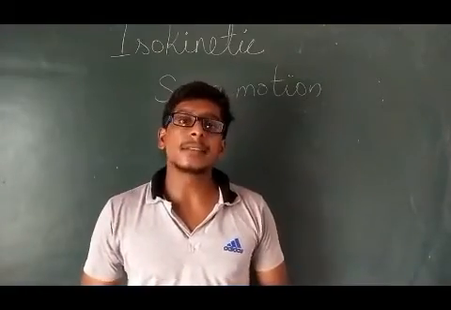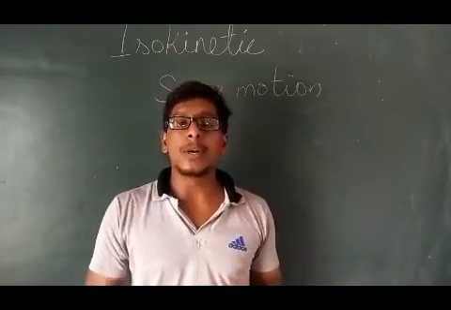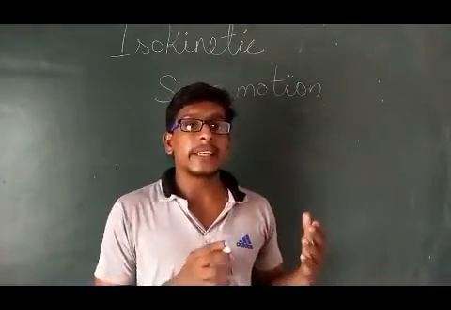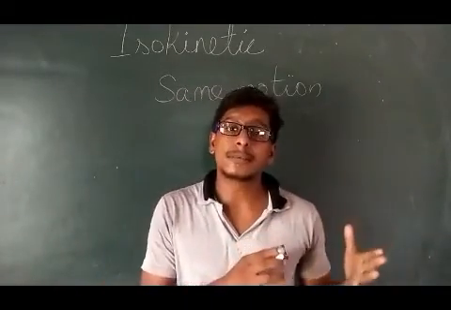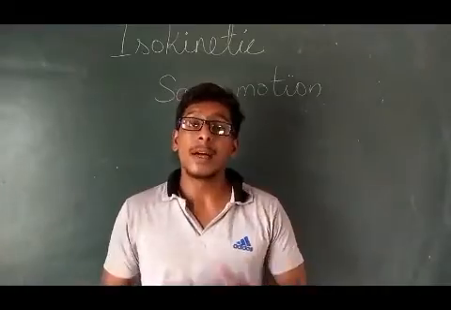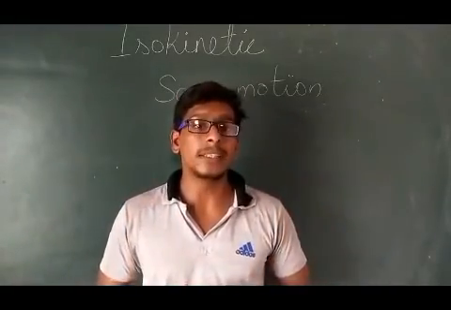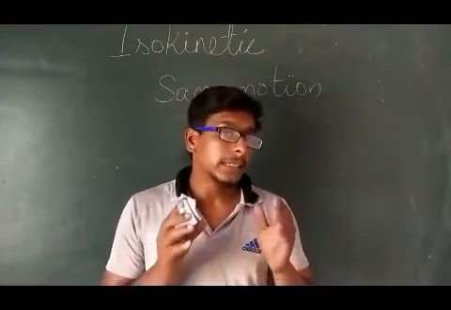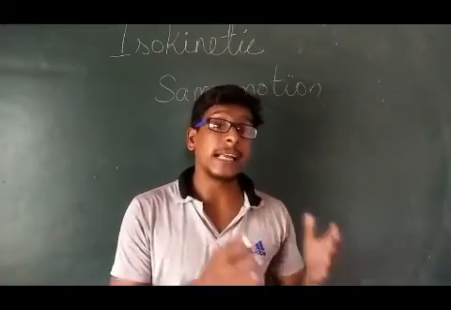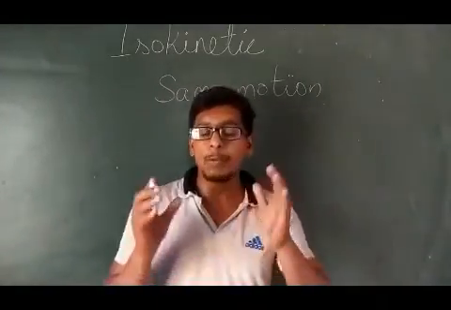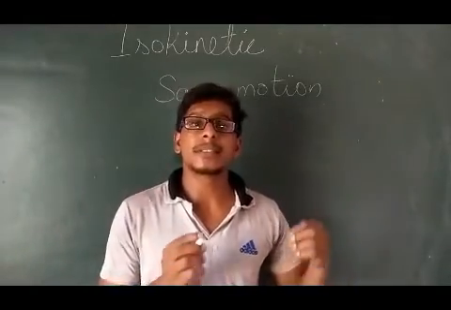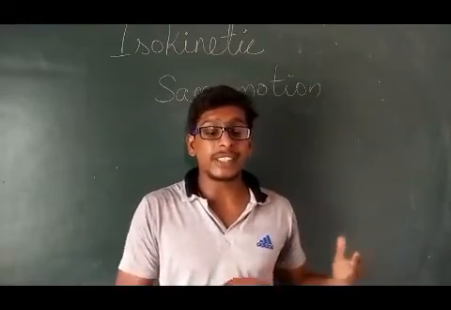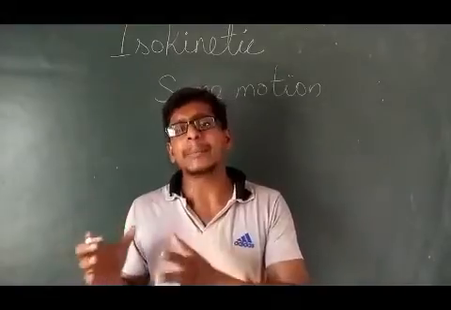In other exercises, we see that one muscle does the work and the other takes rest. But in this isokinetic exercise, both the flexor muscle and the extensor muscle work continuously with the same movement and also with continuous tension. Clear students? In this exercise, both the flexor and extensor muscles have movement with continuous tension, and both these muscles contract simultaneously.